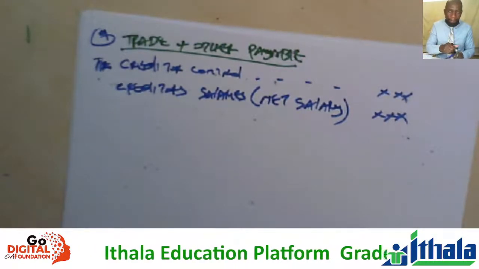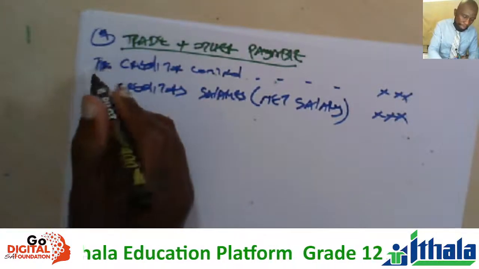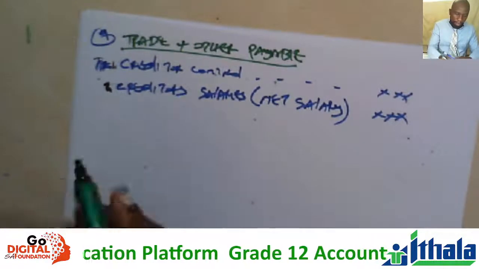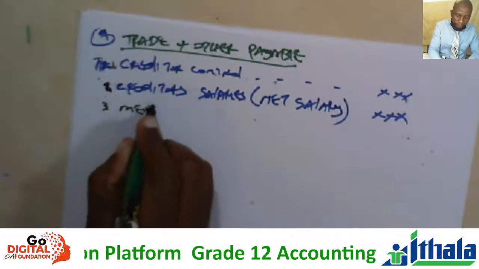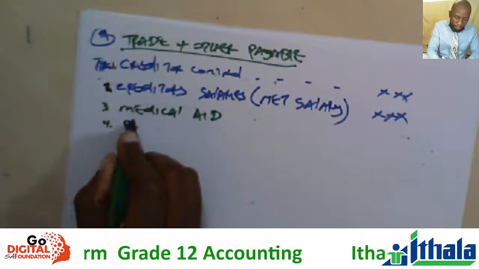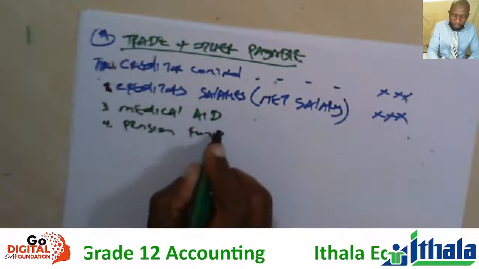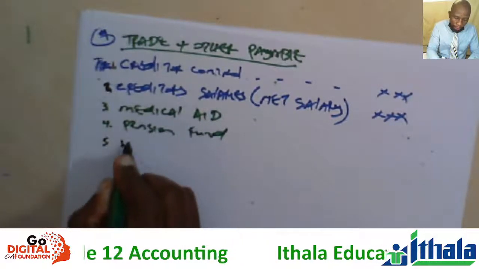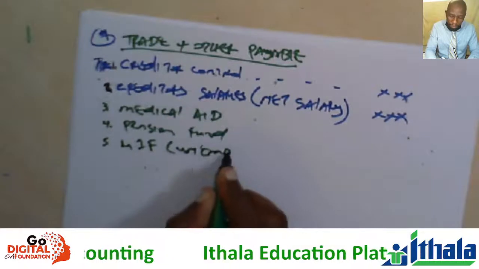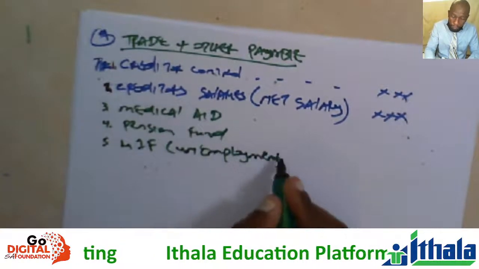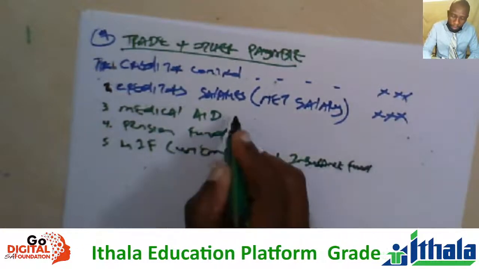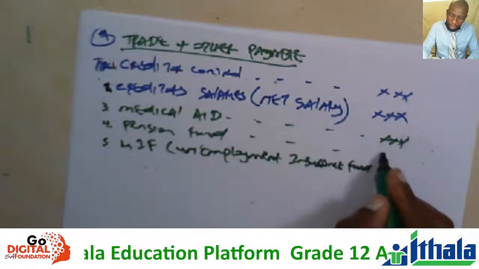And then we said there are 12 things here. Let me just put the numbers. 12 items. 1, 2. So we're going to number 3 now. Number 3 is medical aid, right? 4, pension fund. 5, UIF. What does the UIF stand for? Unemployment Insurance Fund. So you record these figures.